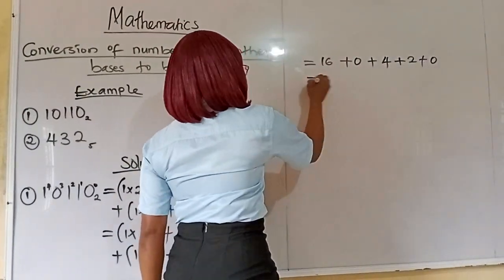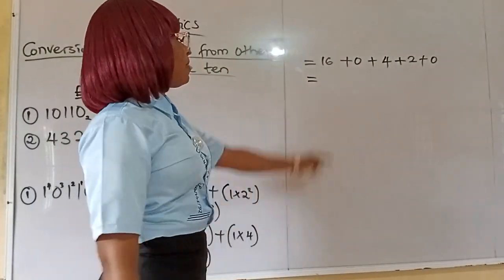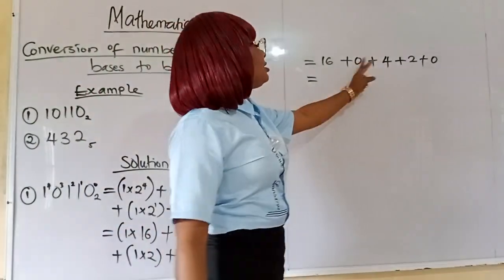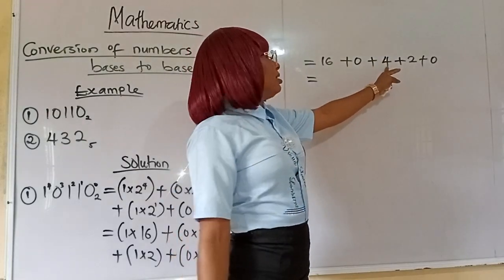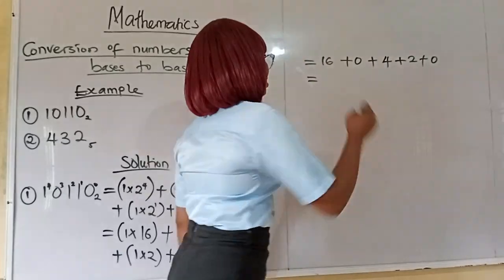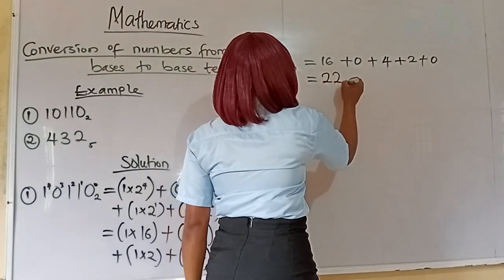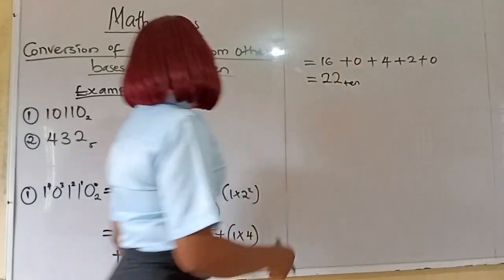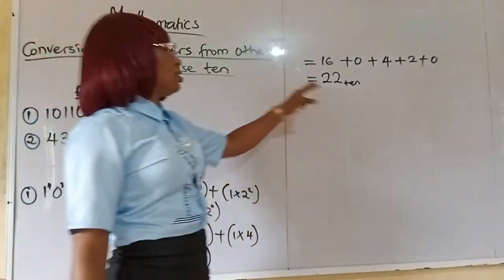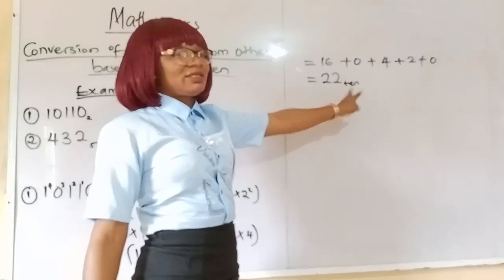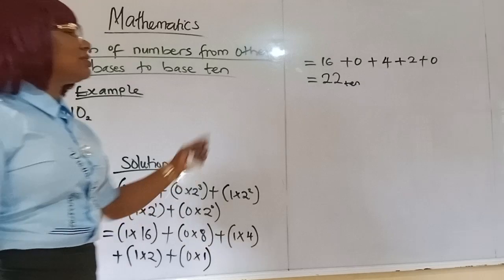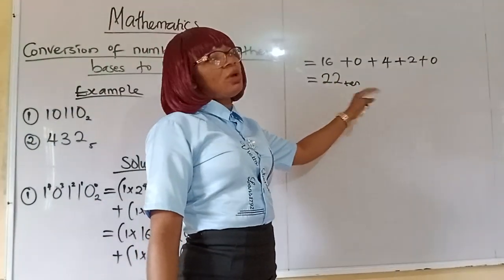We go on, almost the last lap now. This is 16 plus 0 is 16. 16 plus 4 is 20. 20 plus 2 is 22. And 22 plus 0 is 22. So this is 22 base 10. That means the number given to you in base 2 has been converted to mean 22 in base 10. That is, 10110 base 2 is the same as 22 base 10.